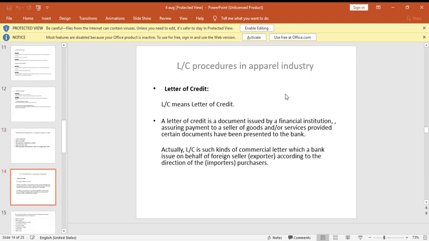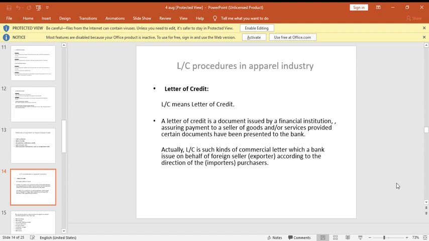The next, L by C procedures in the apparel industry. What is L by C? L by C is a letter of credit. A letter of credit is a document issued by a financial institution assuring payment to a seller of goods and or services, provided certain documents have been presented to the bank.